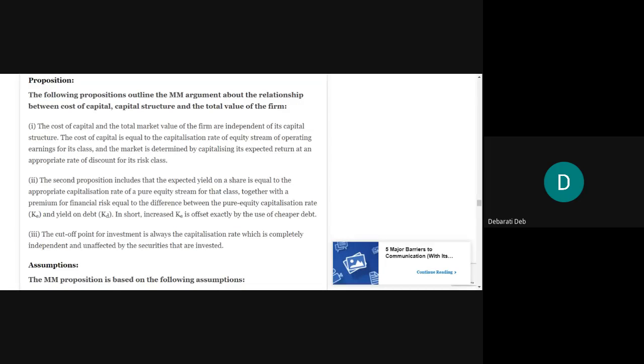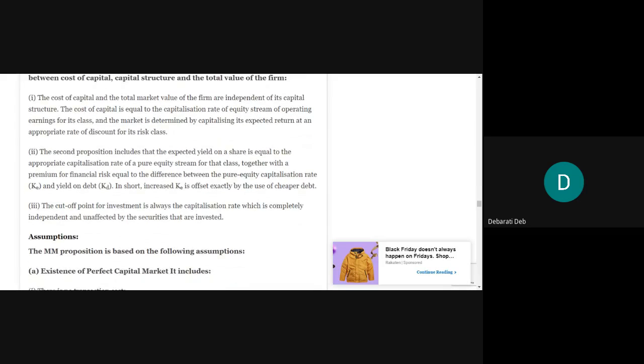All right. The second proposition says that the expected yield on a share is equal to the appropriate capitalization rate of a pure equity stream for that class, together with a premium for financial risk equal to the difference between the pure equity capitalization rate, that is KE, and the yield on debt, that is KD. In short, increased KE is offset exactly by the use of cheaper debt.